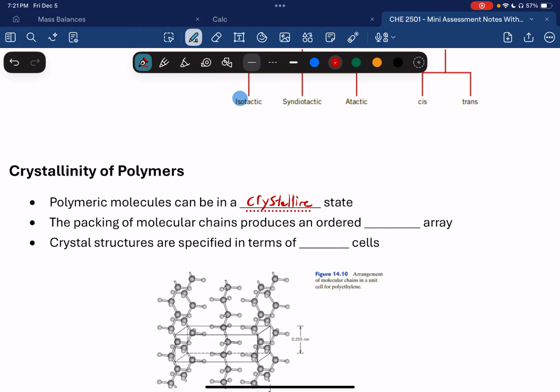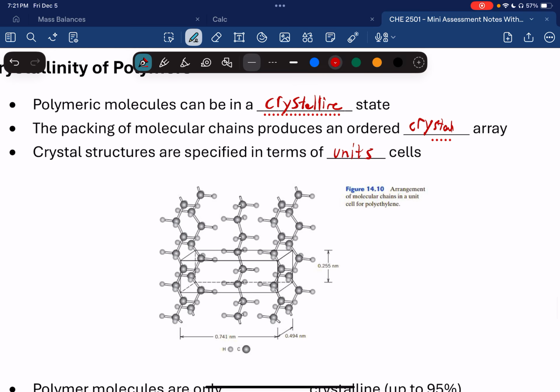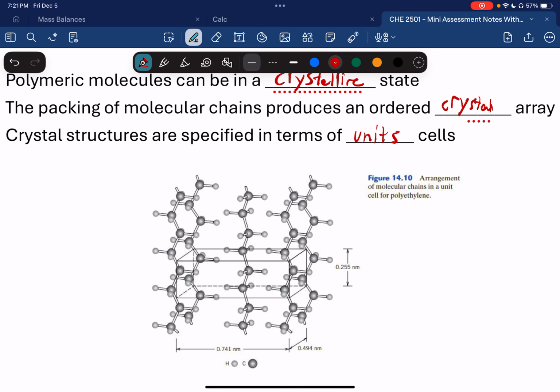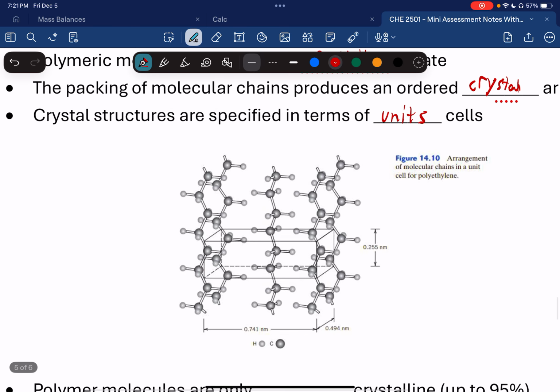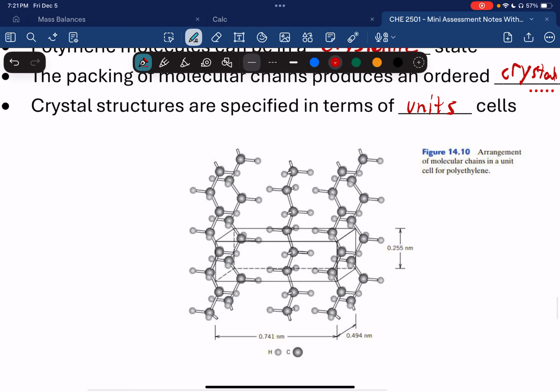The packing of molecular chains produces an ordered crystal array. Pretty interesting. And these crystal structures are specified in terms of unit cells, of course, just like metals we saw earlier in this class. These unit cells are very complicated. I'm not going to go too far into them. Not going to draw any. Here's an example right here. Look at this crystal structure. That's what polymers look like.